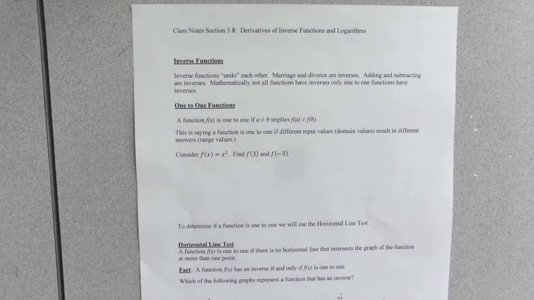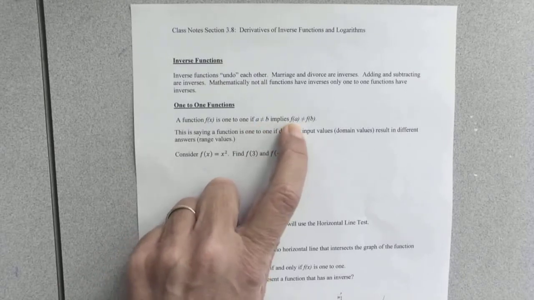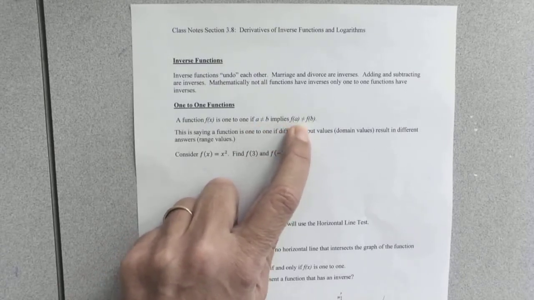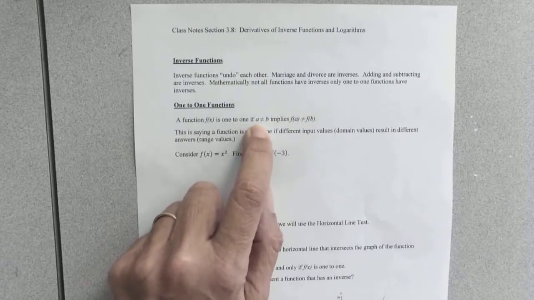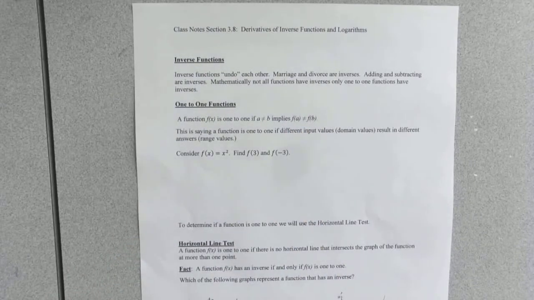Mathematically, not all functions have inverses. Only one-to-one functions have inverses. So, definition. A function f of x is one-to-one if a not equal to b implies that f of a is not equal to f of b. So this is saying that something is one-to-one if different input values, different domain values, always result in different output values, different answers. That if I put different x values in, out come different y values. That is the concept of one-to-one.